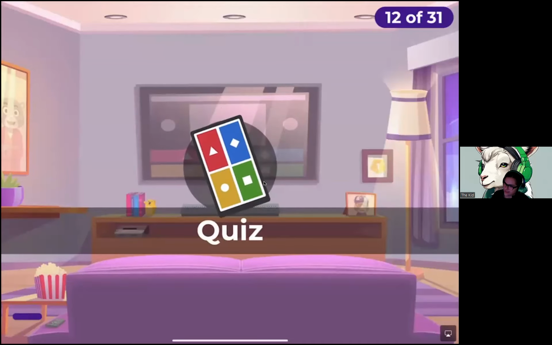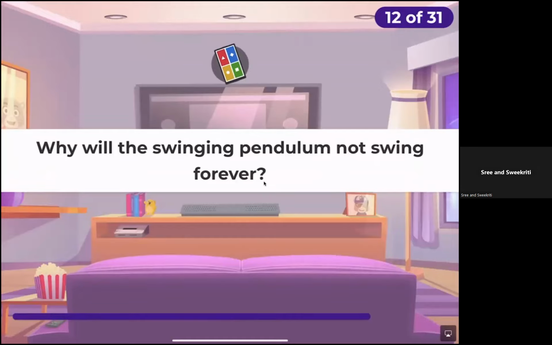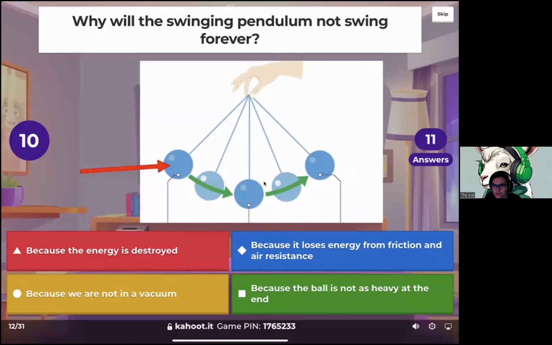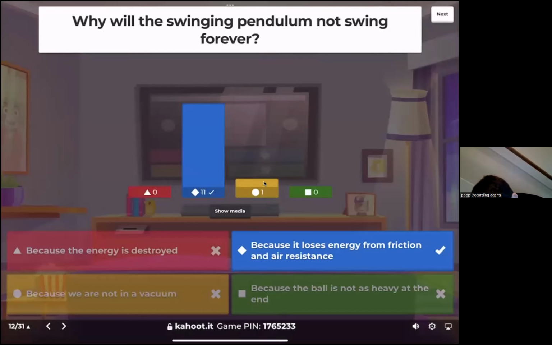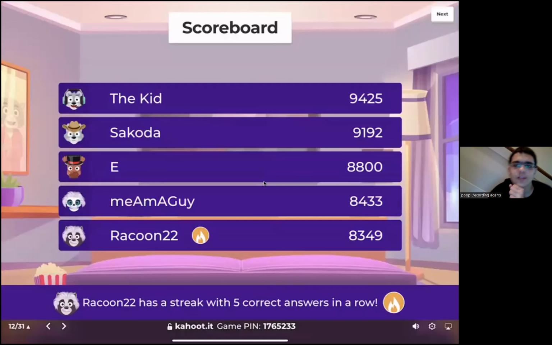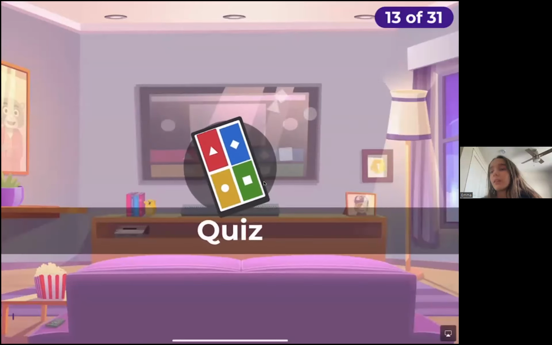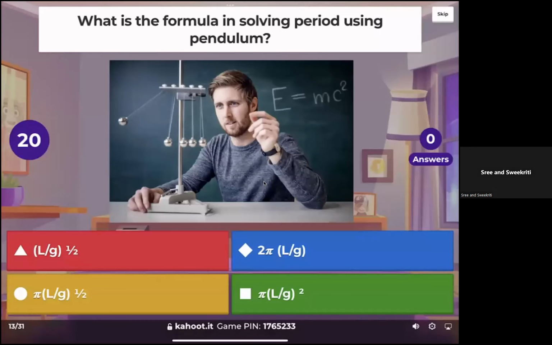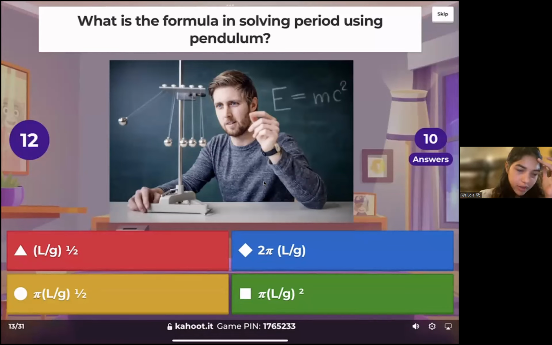Will a swinging pendulum not swing forever? I don't understand that question. Because we're not... I mean, technically there's two correct answers to this. I just don't know who's really wrong. That's Lola. What do you think is pink, Emma? What is a format? Everything seems wrong.